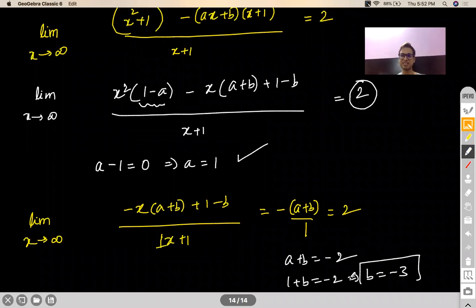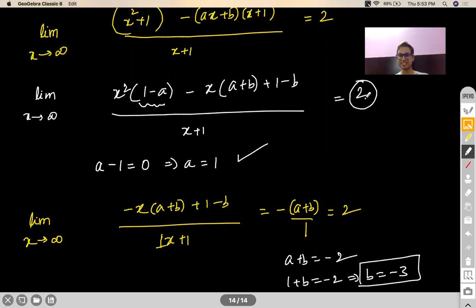You have to do some kind of reverse engineering over here. So again, I'll repeat the whole concept. Why 1 minus a should have been 0 is because if 1 minus a is non-zero, your answer would become infinity or minus infinity.